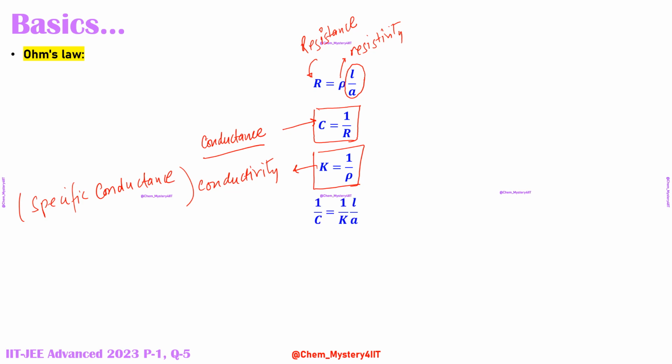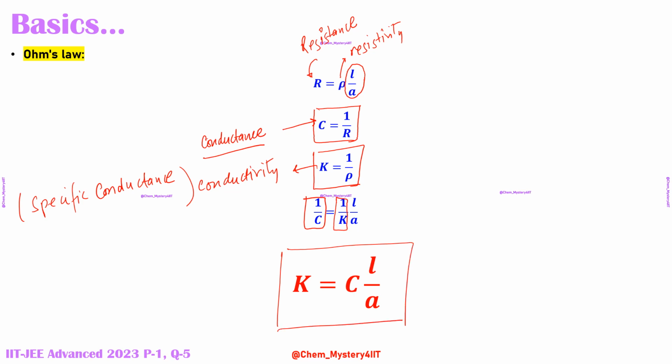Now, if you put both these values, C and kappa, R becomes 1 by C, rho becomes 1 by kappa, and that is L by A. Rearranging this expression gives us kappa, that is specific conductance, is equal to C, that is conductance, into L by A. And this L by A, when we are talking about solutions, we are using some conductivity cell.